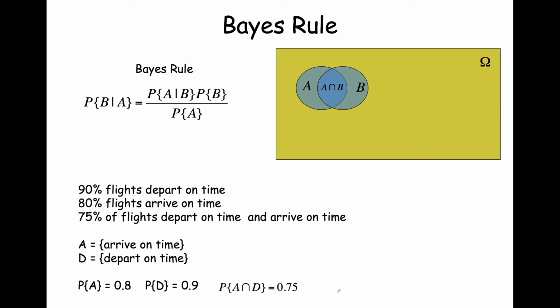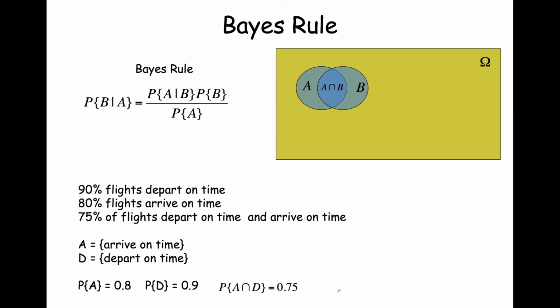So let's use an example, and this example is from the book. Now, in the statement from the book, you have 90% of flights depart on time. That's the event D corresponding to a flight departing on time. You also have 80% of flights that arrive on time. That's this event A, arrival on time. And then you also have 75% of the flights both depart on time and arrive on time.